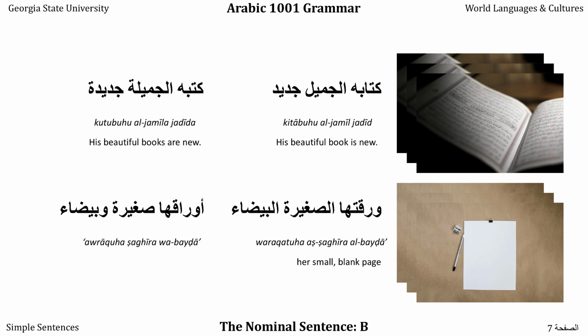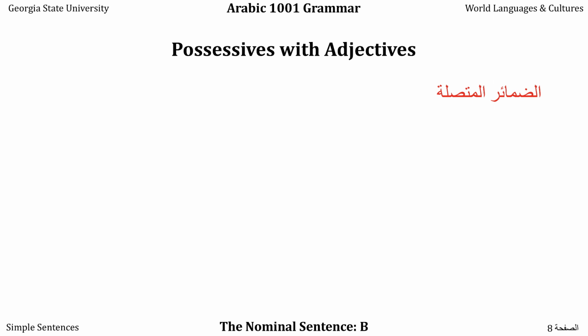Awraquha is definite because of its possessive suffix, but then we get an indefinite adjective, in fact, a pair of them. Therefore, this is a sentence, and the "is" goes between awraquha and saghira. So her pages are small, and then we have to add the "and" in here, and blank. Let's discuss what happens when we use possessive pronouns with adjectives.